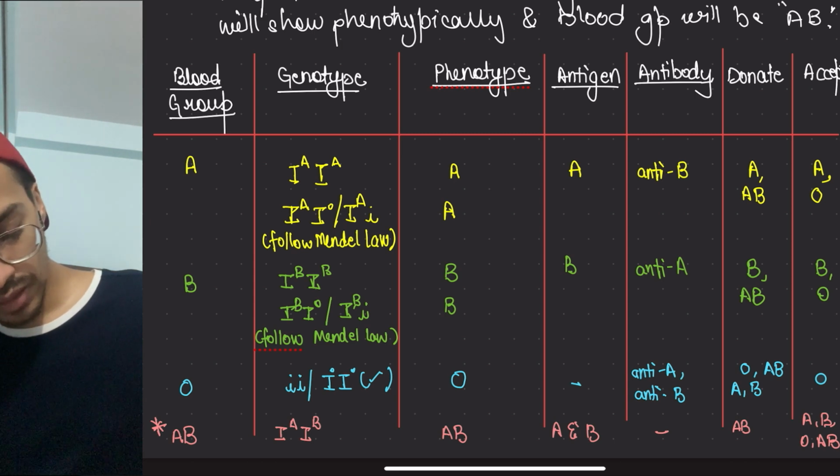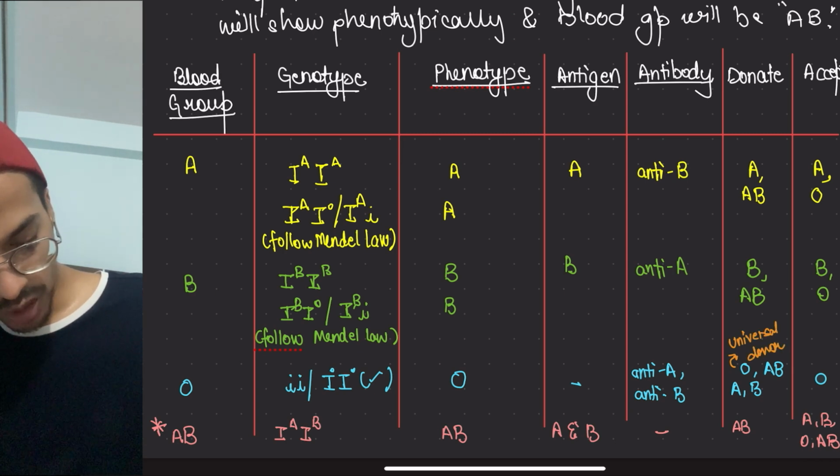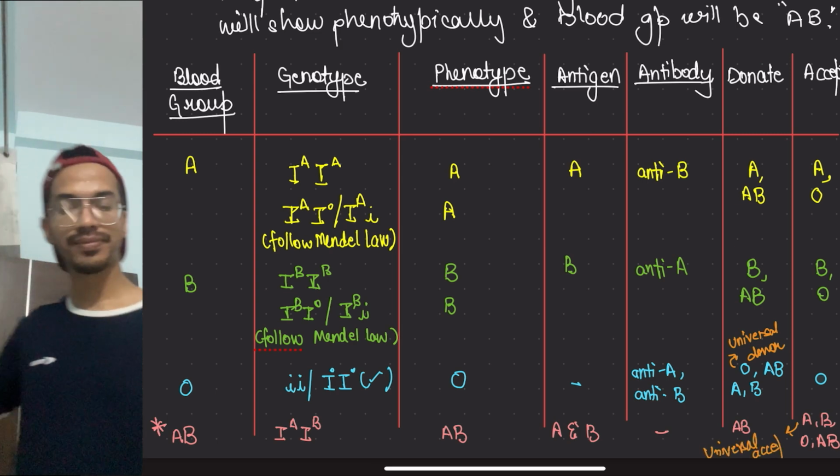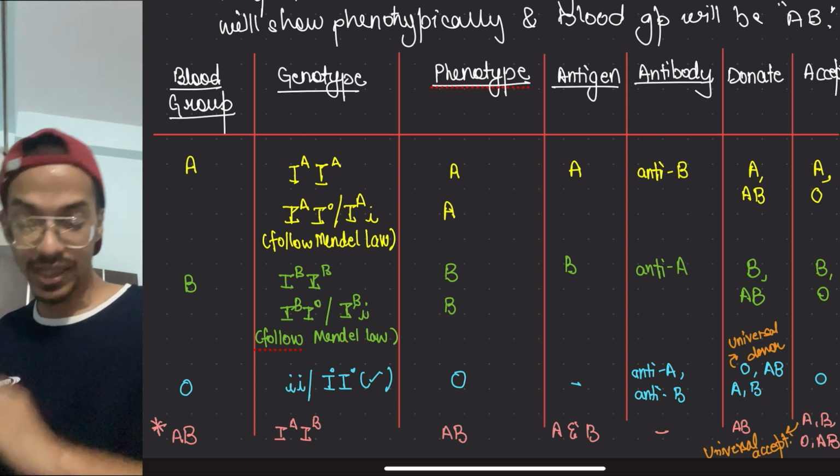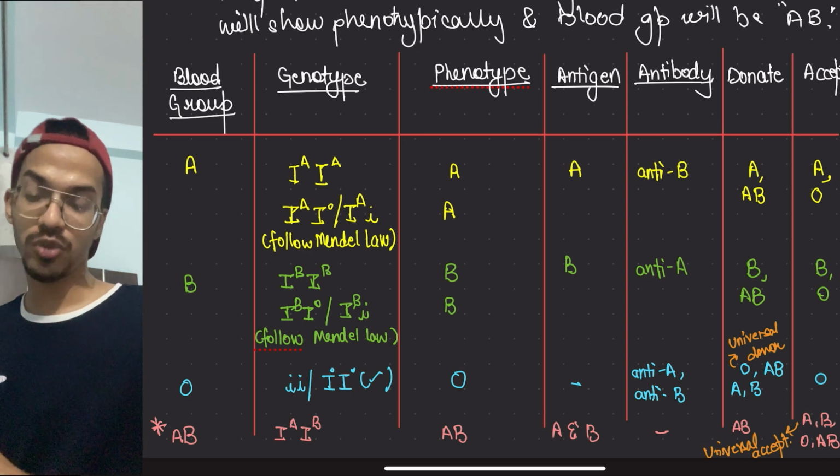So this feature becomes what? Universal donor. This feature forms it what? Universal acceptor. This is multiple allelism. That is how multiple alleles work in this phenomenon.